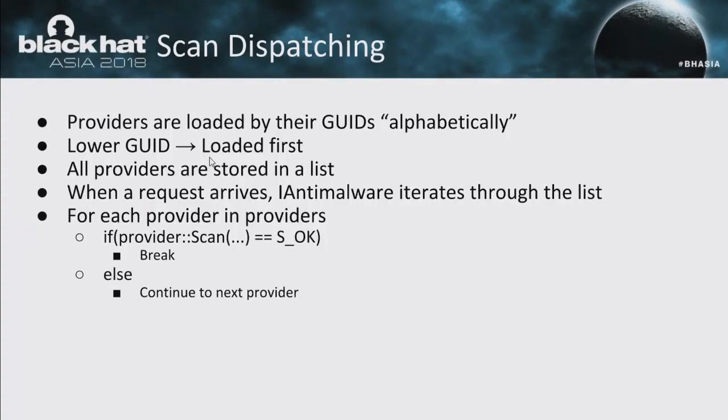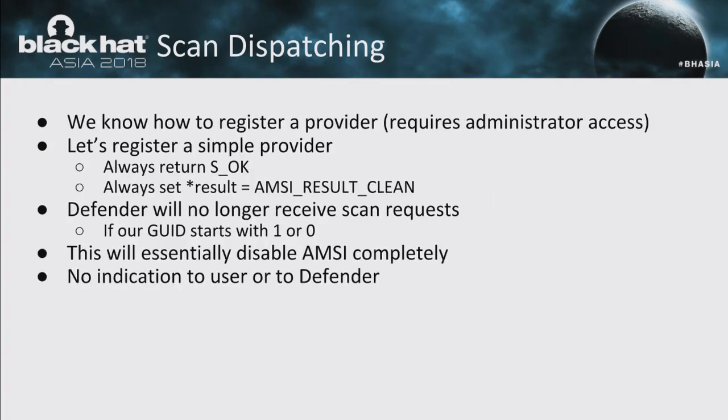Now, a brief summary is that providers are loaded by their GUIDs alphabetically, so I can choose what my GUID starts with, and a lower GUID means that my provider will be loaded first. So all providers will be stored in some list of providers, and whenever a scan request arrives, it will dispatch the scan to all the different providers in that list. If the scan succeeds, we don't continue to the next provider, and if the scan fails, we do continue to the next provider. So we do know how to register a provider.